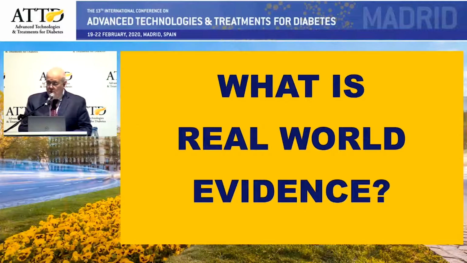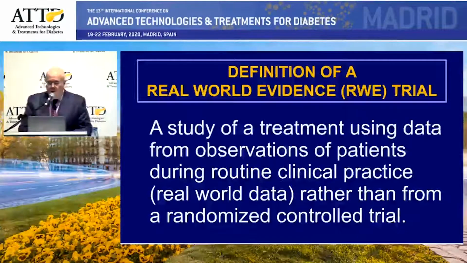So my first question is, what is real-world evidence? So here's a definition that I made. A real-world evidence trial is a study of a treatment using data from observations of patients during routine clinical practice. This is called real-world data, rather than the data that we may be used to collecting from a randomized controlled trial. So the patient is just living their life, and we make observations by obtaining different types of data about the patient without the patient even realizing it.